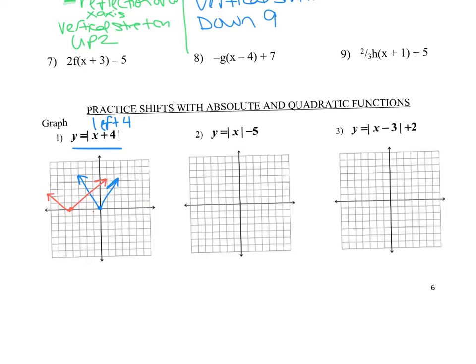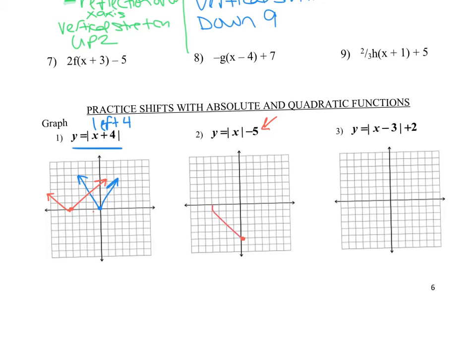This one here is outside the parentheses. That means it's going to take this blue parent function here. The parent functions usually have to do with the origin. They usually start there. It's going to take this blue one and move it down 5 units. So 1, 2, 3, 4, 5. That should be what your graphing calculator shows.